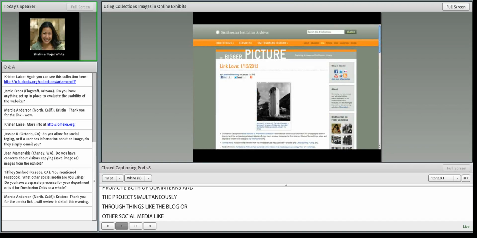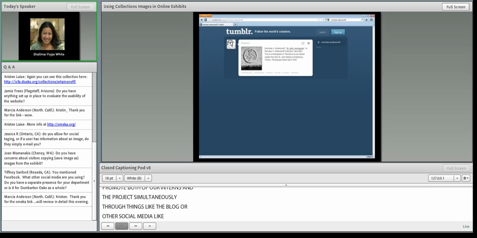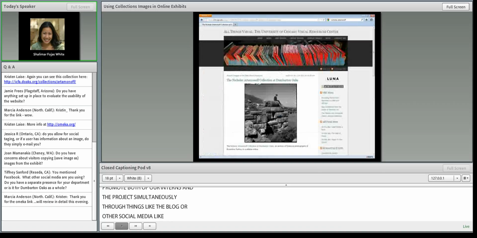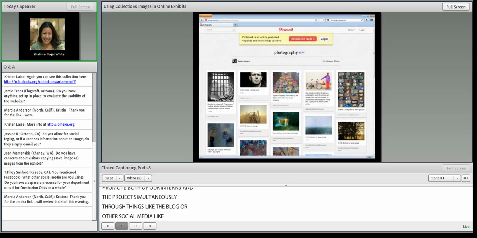and then, perhaps even more excitingly, Artamonoff is starting to gain an audience among image users for the intrinsic value of the photographs as works of exceptional quality. So whether by enthusiasts on Tumblr, as you can see here, faculty and students at visual resources collections, or artists and photographers on Pinterest.